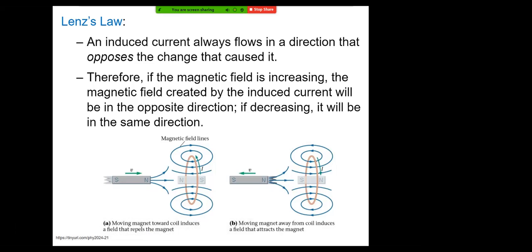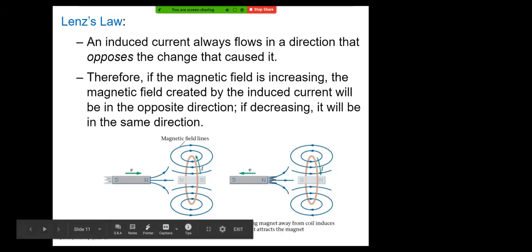Now, on the other hand, if you pull this magnet away from it, then the induced magnetic field should oppose that motion. So it will produce a magnetic field that is opposite to this one, and you will have opposite poles close to each other. Then there will be an attractive force towards the loop there.